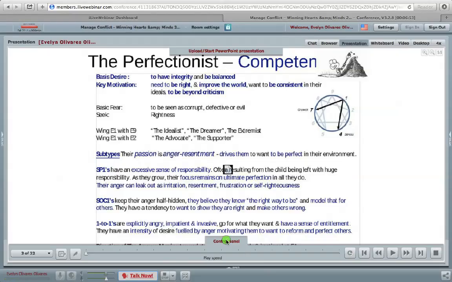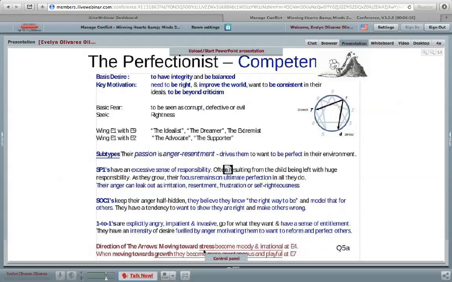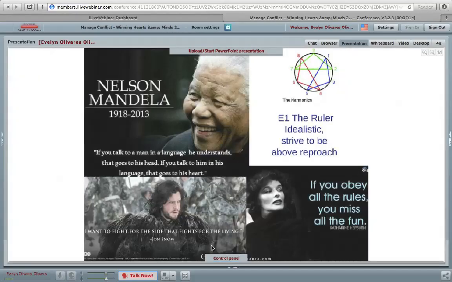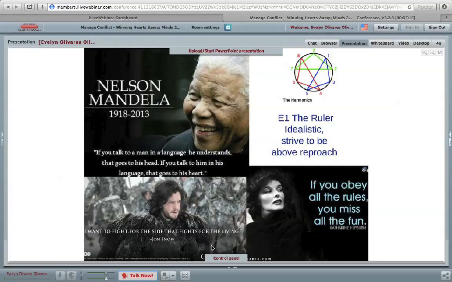On the stress and growth chart, the 1 moving towards stress goes towards 4, and they become moody and irrational. The 1 moving towards growth, towards 7, becomes more spontaneous and playful. Let's look at some people who are a 1 so you can get a good feel for it: Nelson Mandela, Katharine Hepburn, and if you're into Game of Thrones, the character Jon Snow.